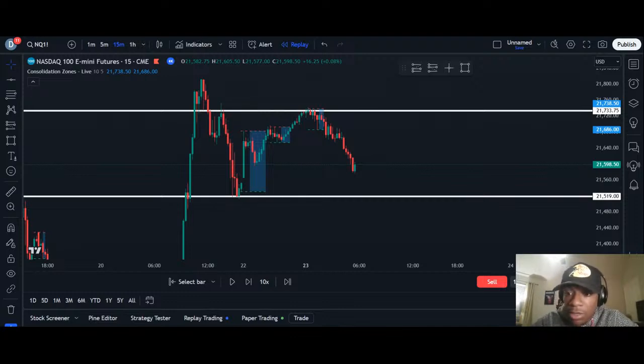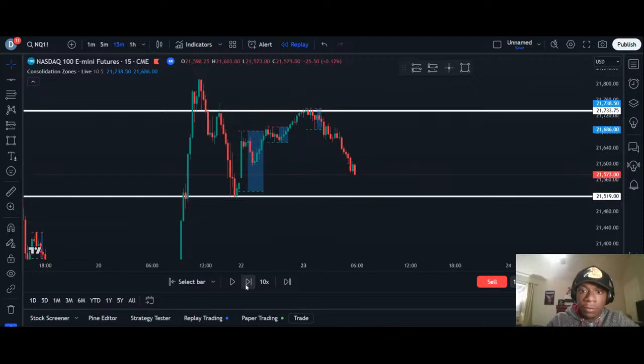So you're saying sell the resistance and buy the support, but there's a little bit more that goes into it, because you do have to factor in SL placement and TP placement. First of all, let's wait to see which zone it hits first. So let's go ahead and fast forward.